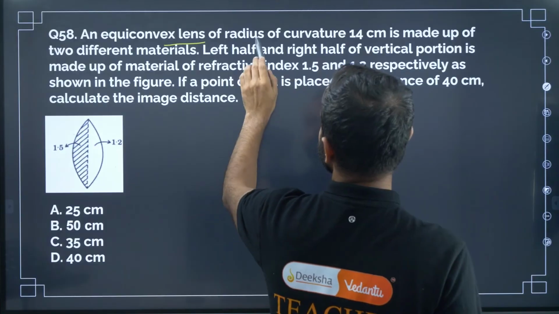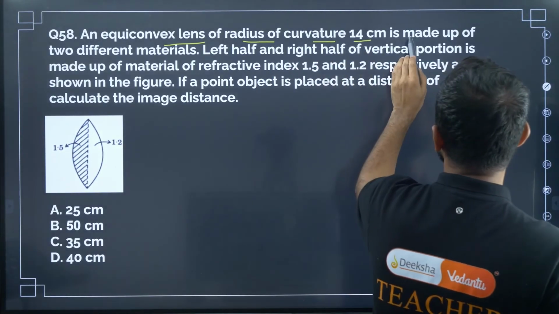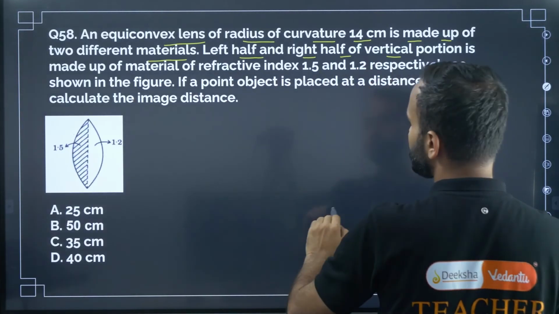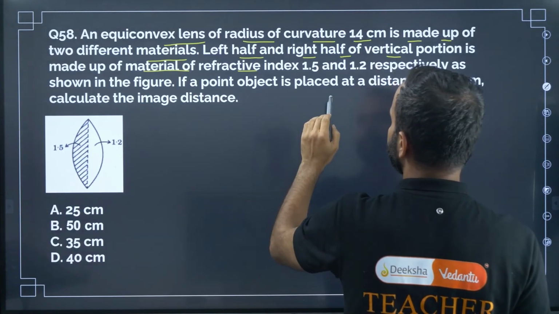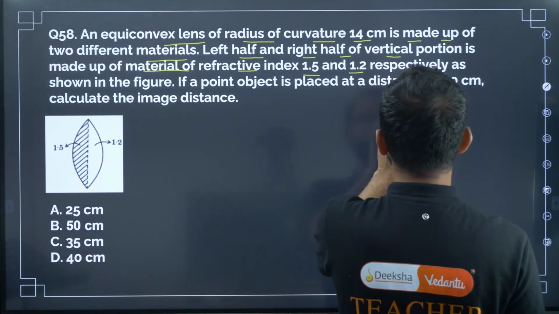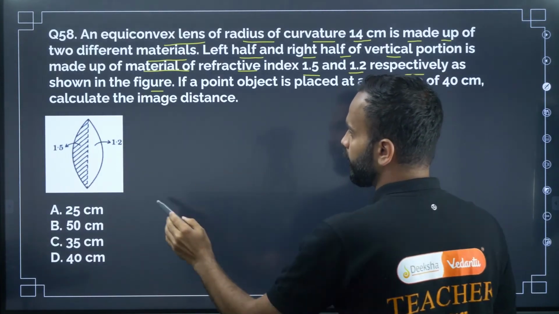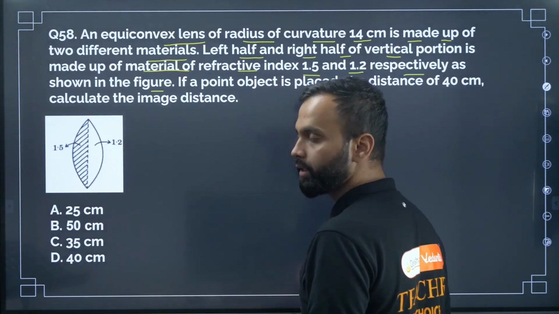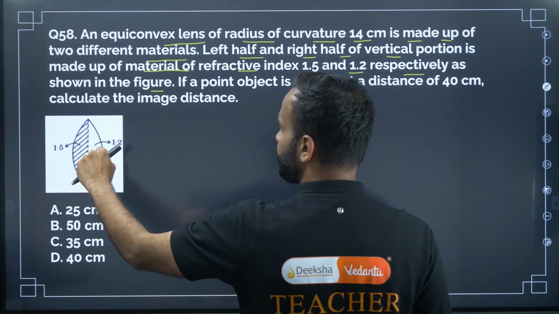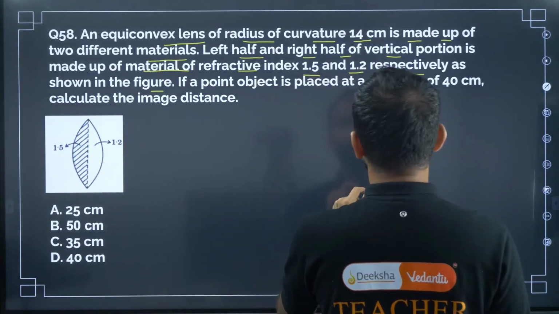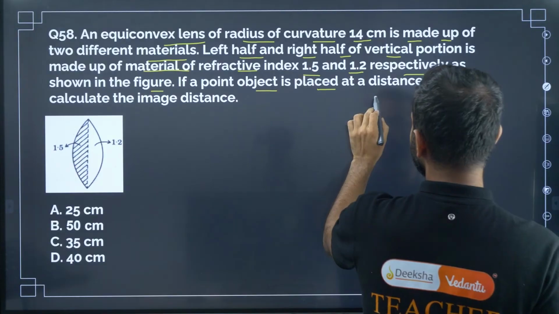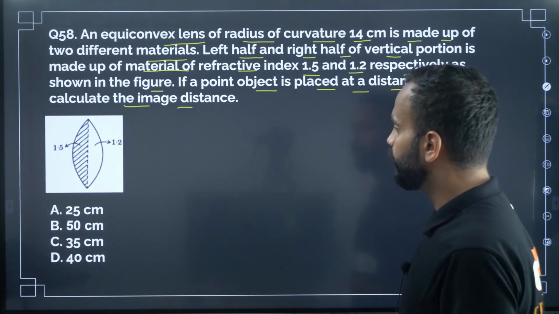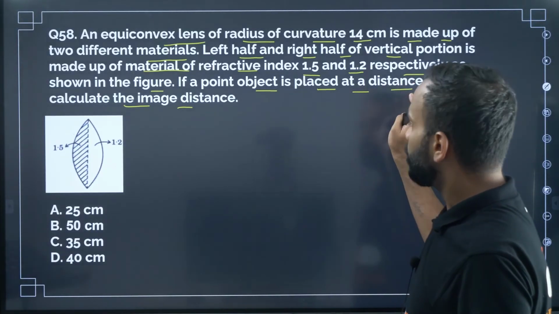An equiconvex lens of radius of curvature 14 centimeter is made up of two different materials. The left half and right half of the vertical portion are made up of materials of refractive index 1.5 and 1.2 respectively, as shown in the figure. So this is the equiconvex lens made up of two different materials, one with refractive index 1.5 and another with 1.2. If a point object is placed at a distance of 40 centimeter, calculate the image distance. We need to find the image distance, and the object distance is given.